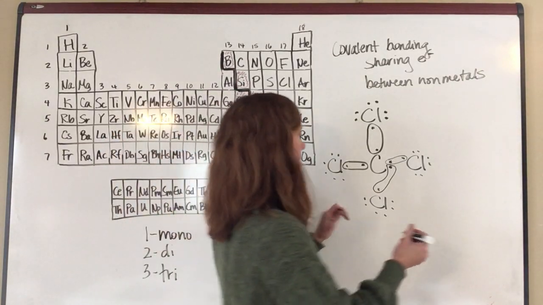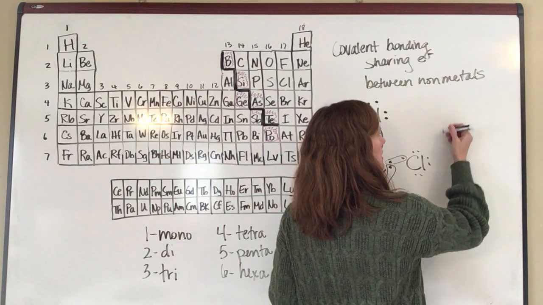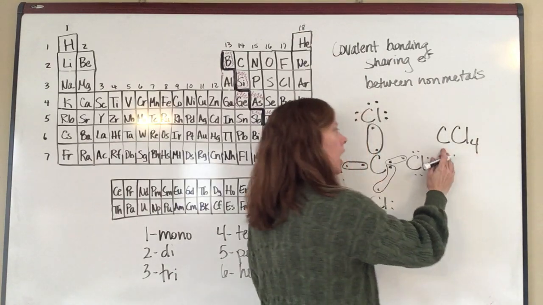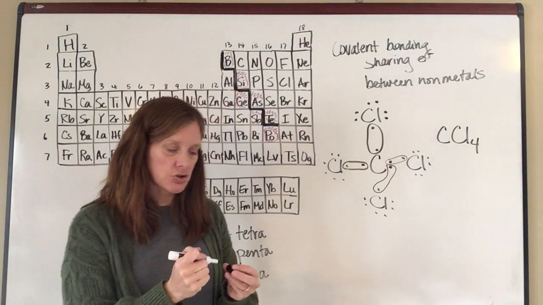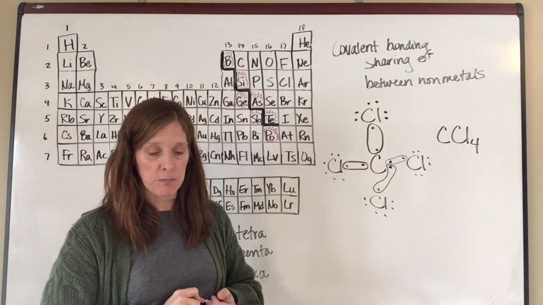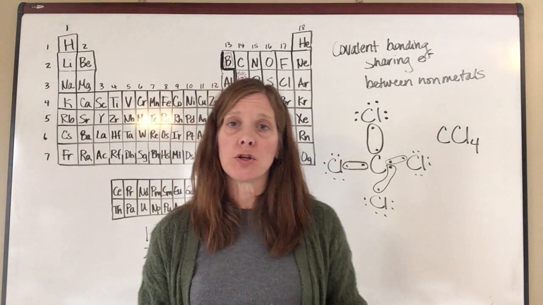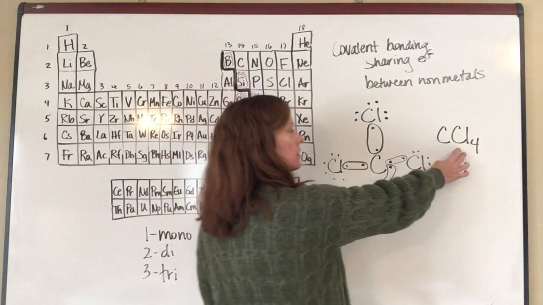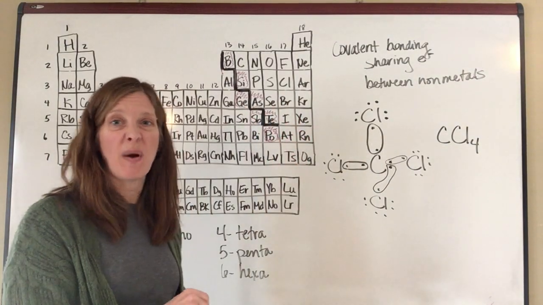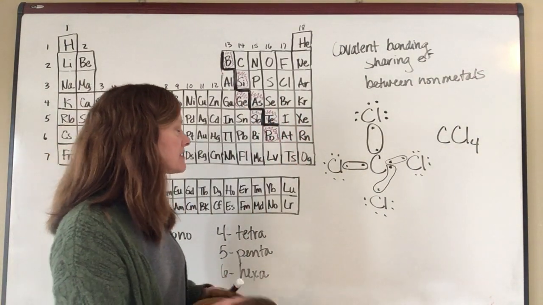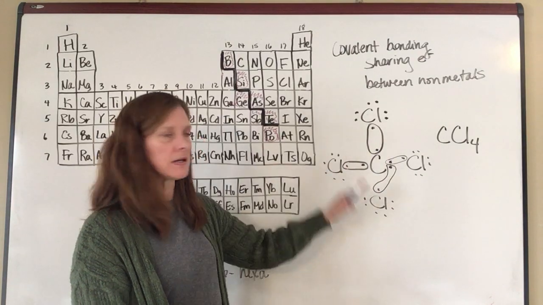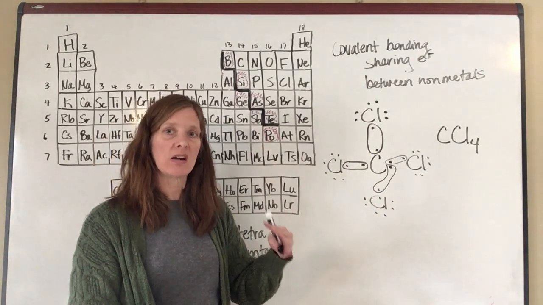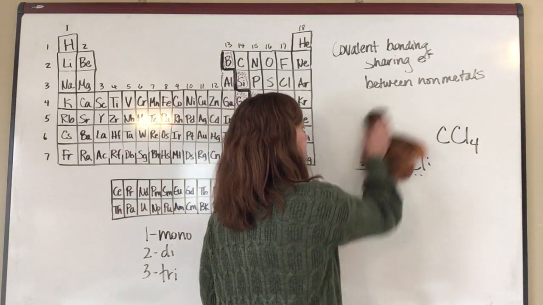But when I do this, my formula here is going to be CCl4, 1 carbon and 4 chlorine. So the formula looks a lot like they did before. What I want you guys to know how to do is if I give you a formula like this, I want you to know how to name it. You're not going to have to draw any of these structures like this. I just wanted you to see the pictures so you get an understanding of what's happening.